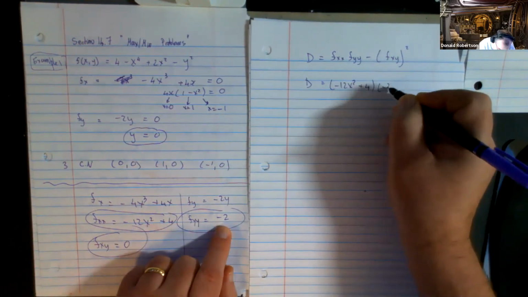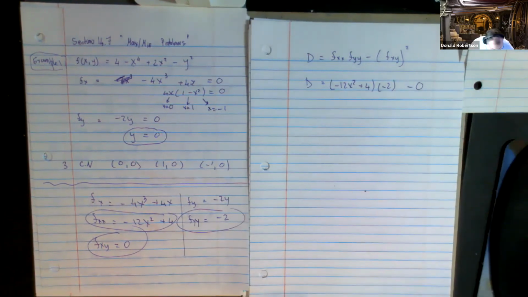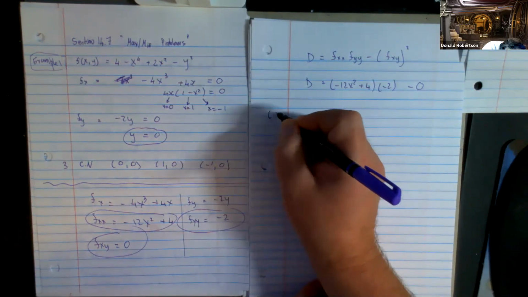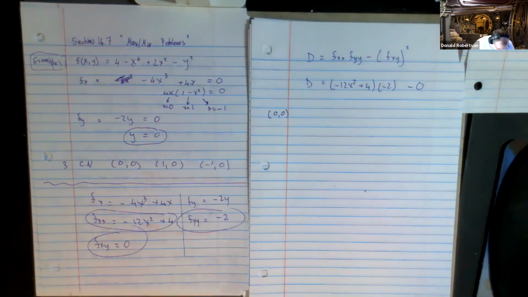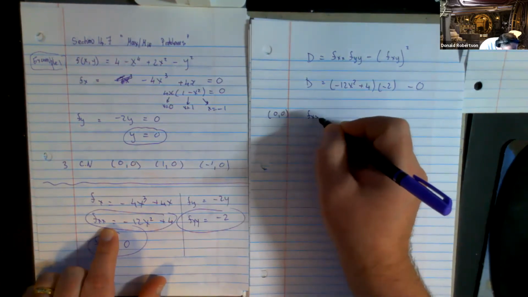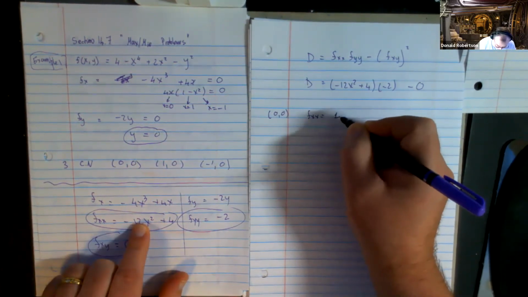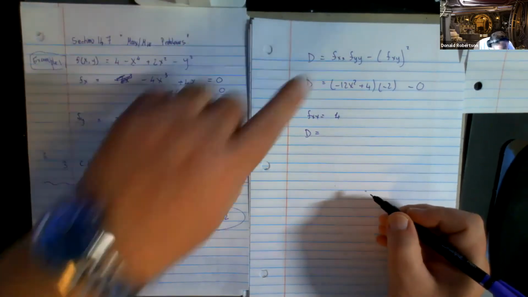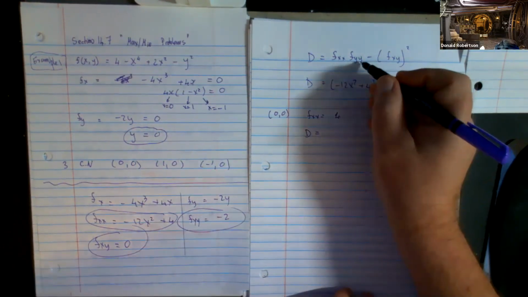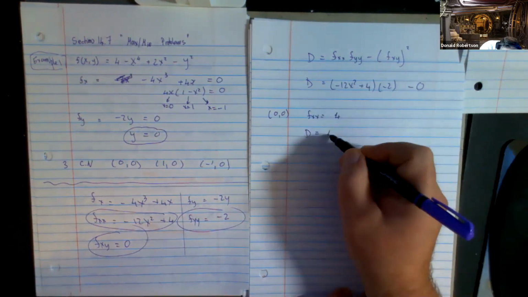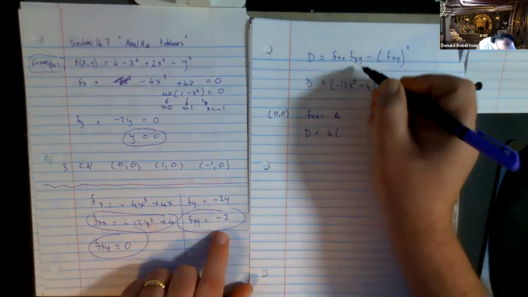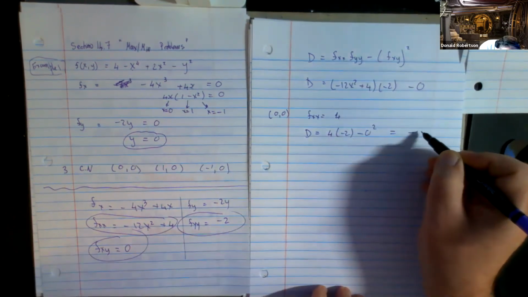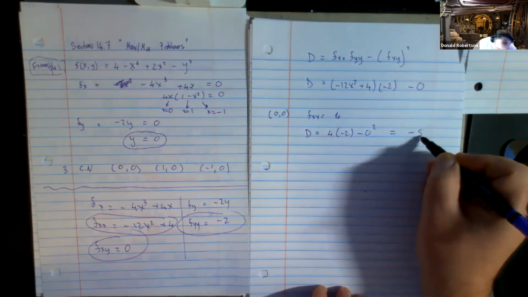Going to have that guy take away nothing. Right, so I don't really need to use that, although I did write it down. I'm now going to test each of my points. Let's do 0, 0. At 0, 0, this fella is 4. At 0, 0, D is that guy, which is this fella, which is 4, times f_yy, which is what, -2, take away this guy squared, and I get -8.